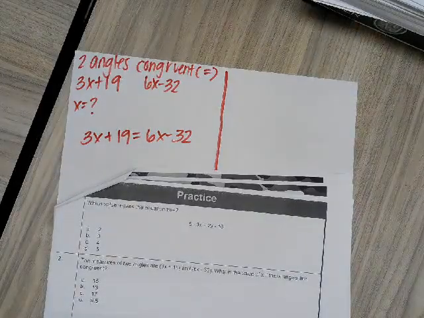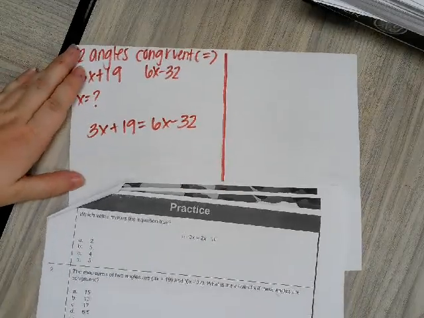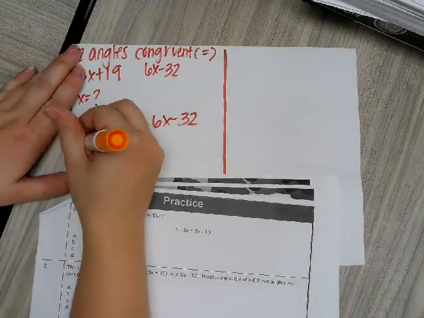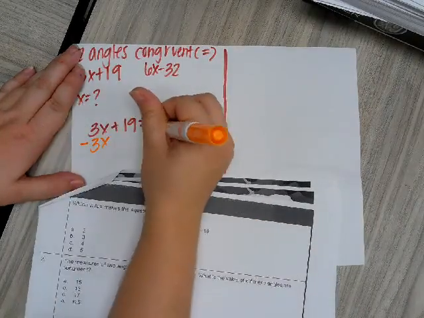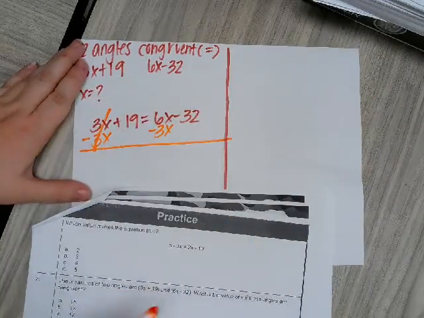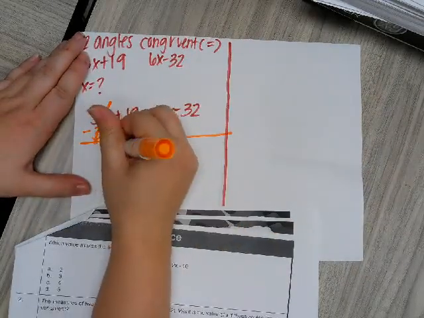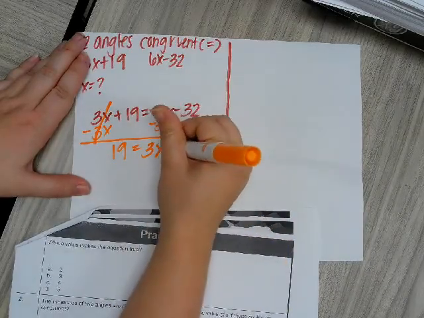Remember, I like to move my variables first. So I like to move my smallest one. My smallest one is 3x. So the opposite of a positive is a negative. So minus 3x here, minus 3x here. My 3x's zero out. So we have 19 equals 6x minus 3x gives me 3x minus 32.